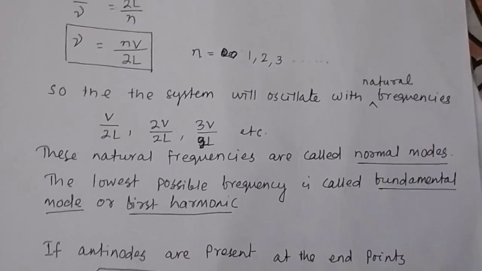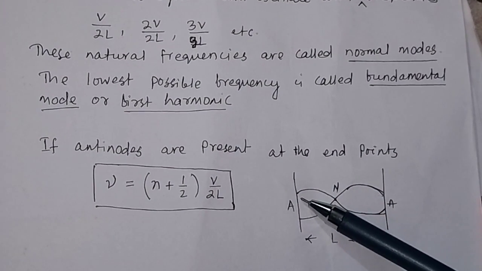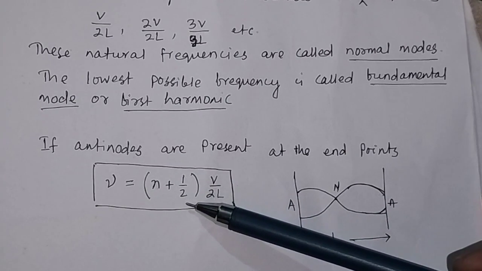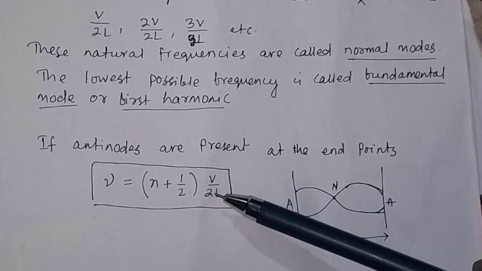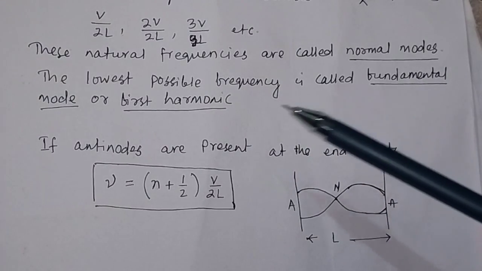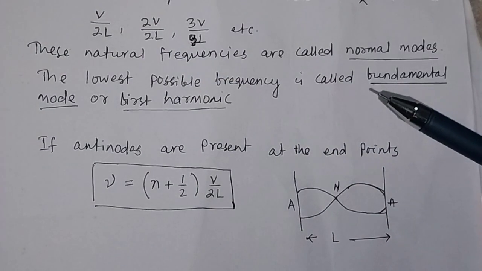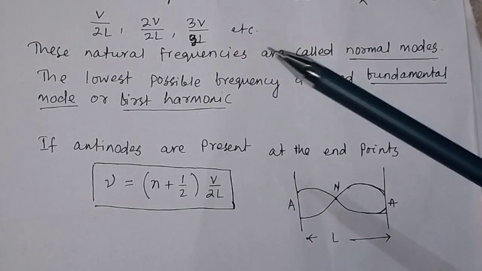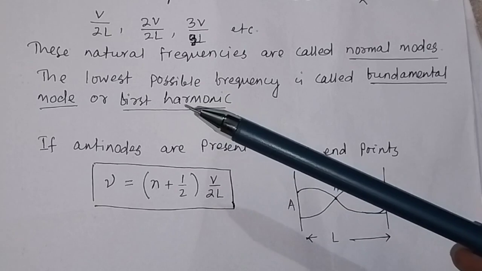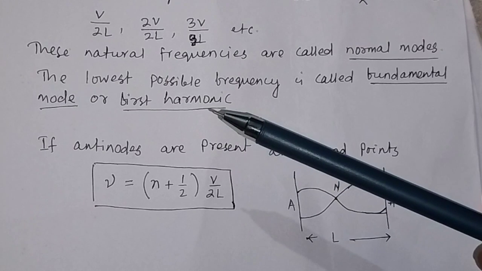But if you have a system where at the endpoints you have antinodes, then nu will be equal to (n plus half) v divided by 2L. You have to use this equation. So remember, the lowest possible frequency is called the fundamental mode. This mode v divided by 2L is called the fundamental mode for the system where you have nodes at the endpoints. And the fundamental mode is also called the first harmonic. Remember, the fundamental mode is also called the first harmonic.